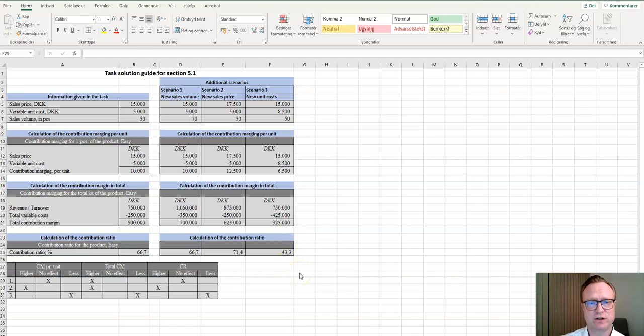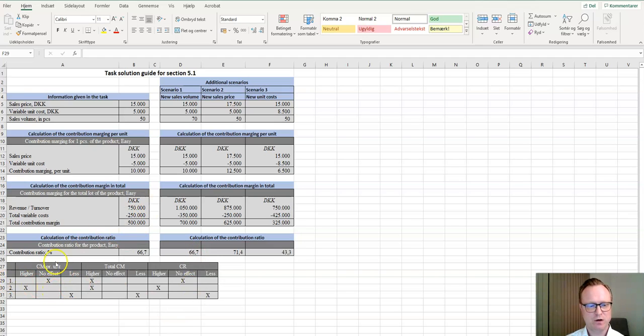Now we have done all the calculations that we need to do in these tasks, but you might not need to do this section in all the tasks, only if you're asked for it. So if it says do the calculations, you need to do these, and if it just says that you need to look at the 3 scenarios and what happens with the contribution margin per unit, contribution margin in total, and the contribution ratio compared to the base scenario, you just have to think it through. And if you can't really see it, it could be a good idea to do the calculation because that will show you.